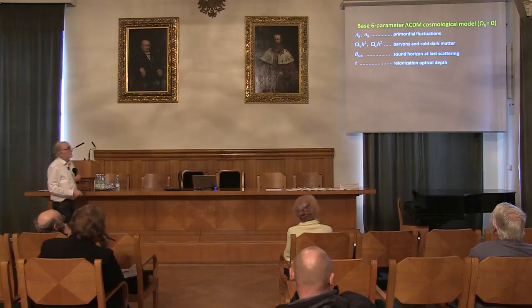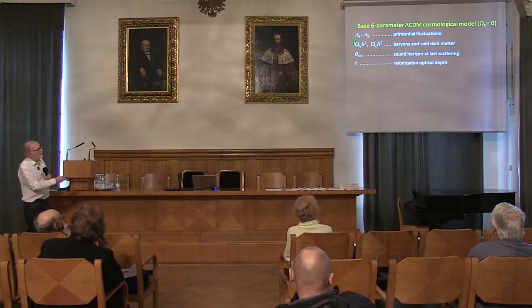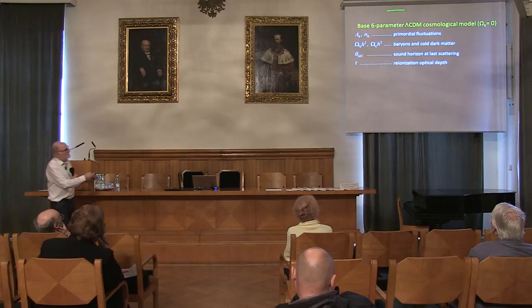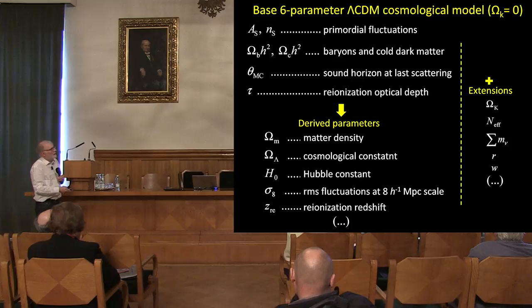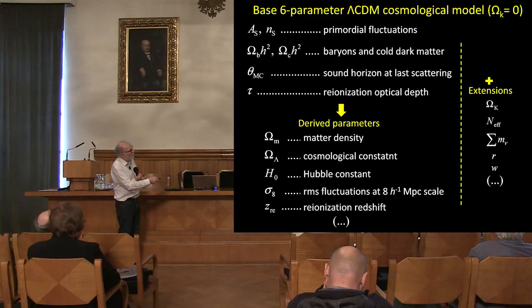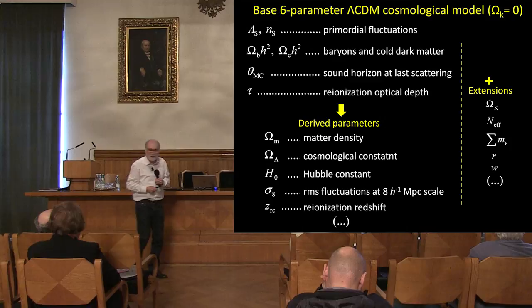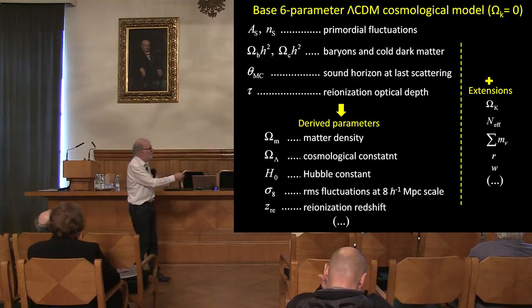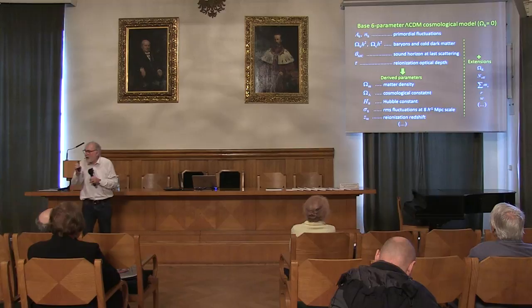And we have a simplest model described by only six parameters, okay? And then from these six parameters, you can extract many other parameters. And then there are extensions that you can test, okay? So in this basic model, we assume a flat universe with no curvature and with no mass for the neutrinos that we just heard, a number of neutrinos as in the standard model, and so on. Then we can test all of these things depending on how accurate the measurement is, okay?